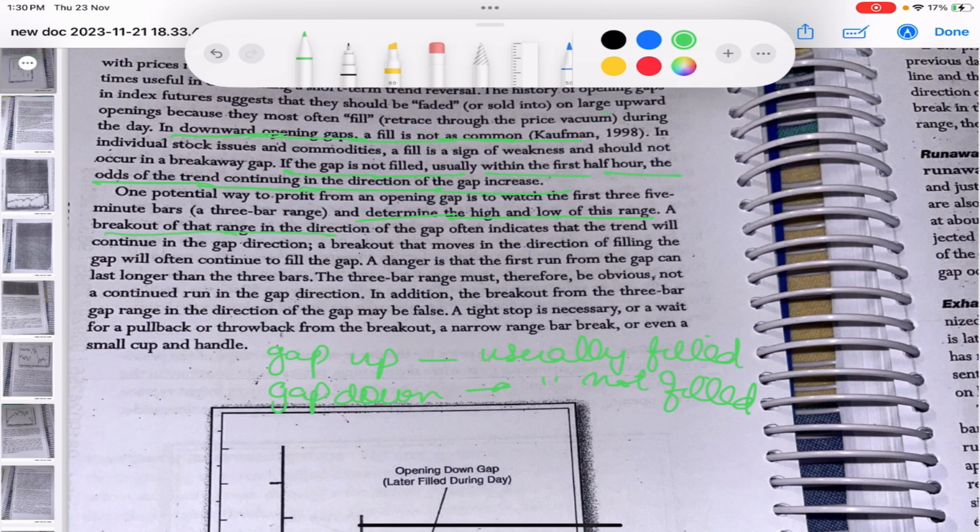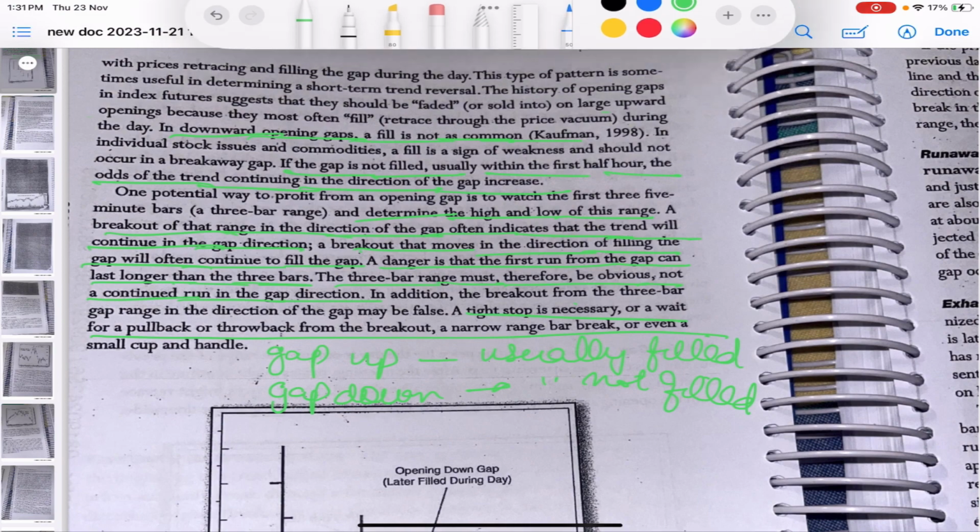A breakout of that range in the direction of the gap often indicates that the trend will continue in the gap direction. A breakout that moves in the direction of filling the gap will often continue to fill the gap. The danger is that the first run from the gap can last longer than 3 bars. The 3-bar range must therefore be obvious, not a continued run in the gap direction. In addition, the breakout from the 3-bar range in the direction of the gap may be false. A tight stop is necessary, or wait for a pullback before you enter.